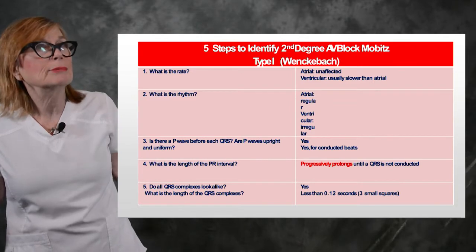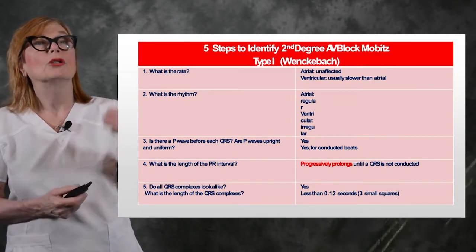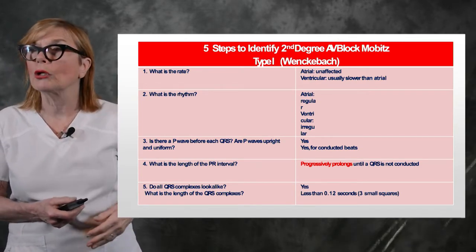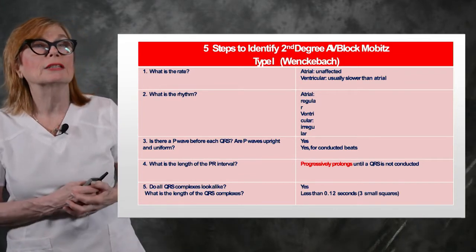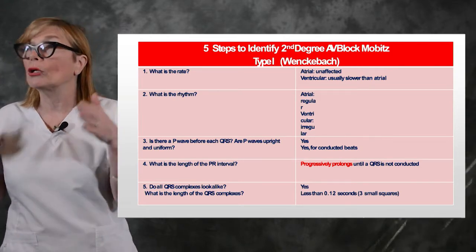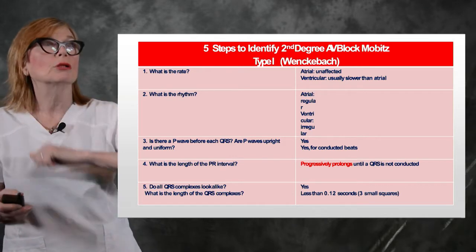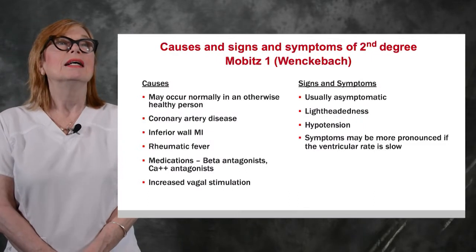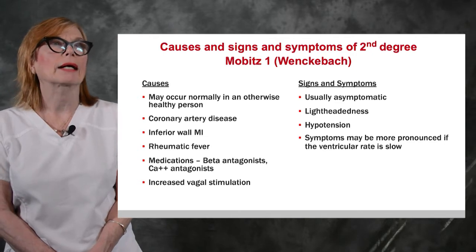Well, that doesn't seem so difficult to me. We just need to have a framework of how we're evaluating. So you can see that the PR interval is progressively prolonging and the QRS is not being conducted. So do all QRS complexes look alike in second degree AV block? Yes, generally. And the QRS width is less than optimally 0.10, but absolutely less than 0.12.